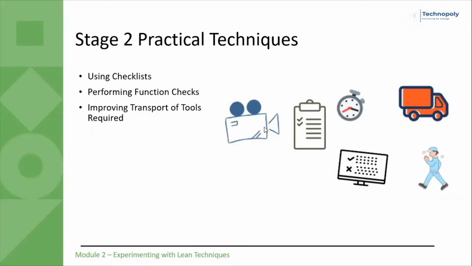Other techniques include the following. We can use checklists in order to ensure nothing is overlooked in the setup operation. List everything required to set up and run the next operation. Checking items off the list before the machine is stopped helps prevent oversights and mistakes. Establish a specific checklist for each operation.